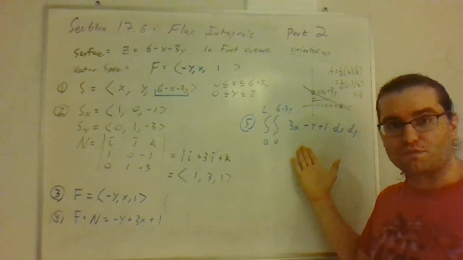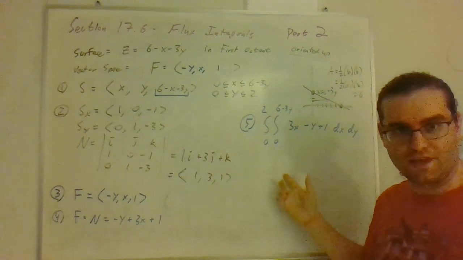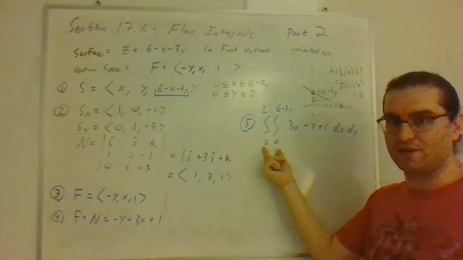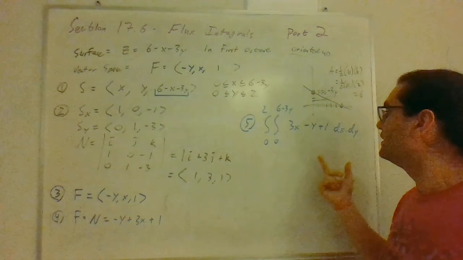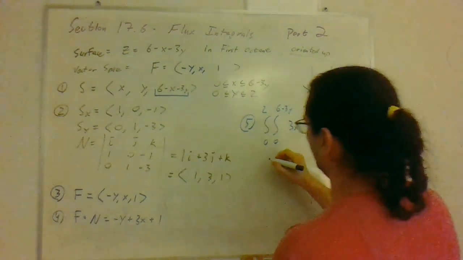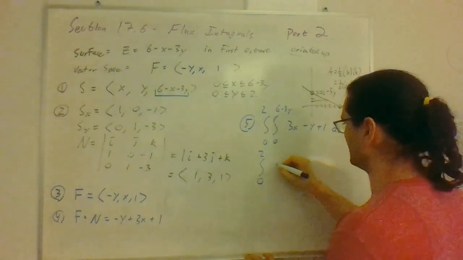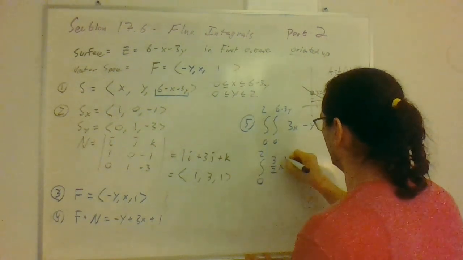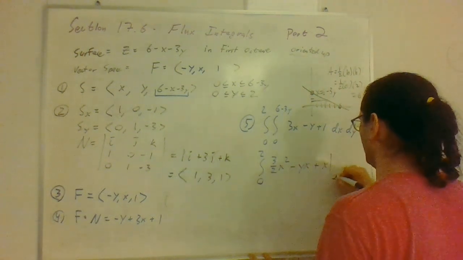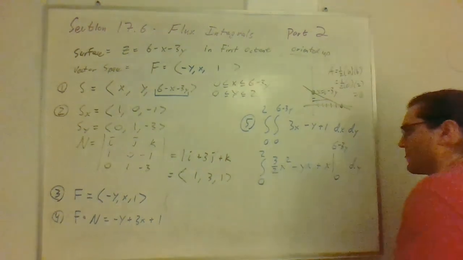This puts us in a situation where we can't just use the area trick, where we have a constant here and we multiply by the area here and we get our answer easily. So for this one, we would have to do the double integral, and we would get the integral from 0 to 2. X is first. This will be 3 halves x squared minus yx plus x, evaluated from 0 to 6 minus 3y, dy.